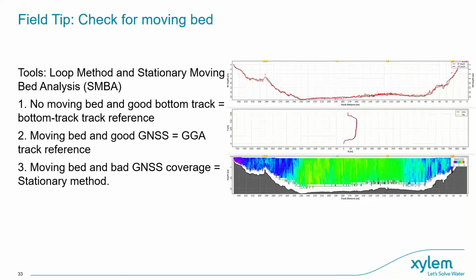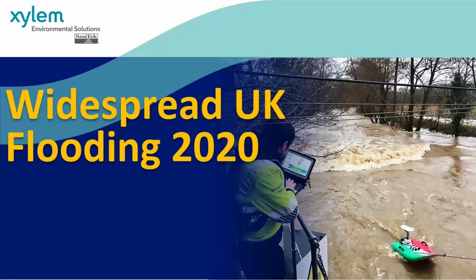As Xue highlighted, in the RSQ software for RS5 you can just toggle between the two different methods, and you don't have to switch between different software. You can check with a loop method or a stationary method, and if you do have moving bed, you can move over to referencing your GPS, or just toggle over to the stationary method. With that, I'll hand it back over to Xue to talk about some flooding in the UK.